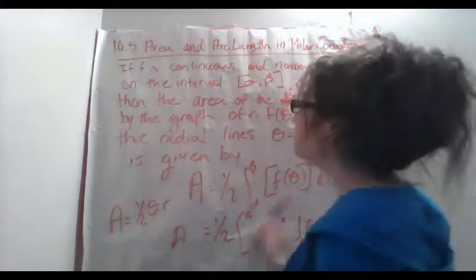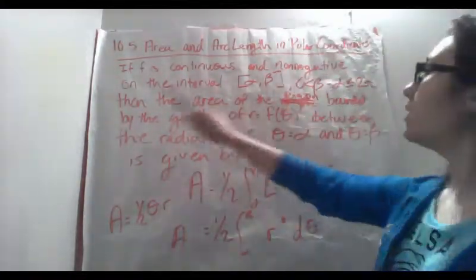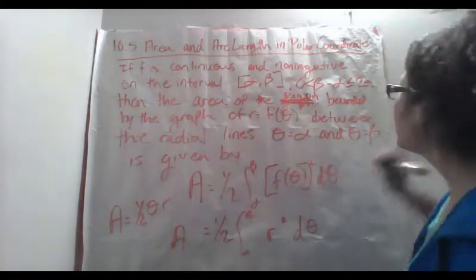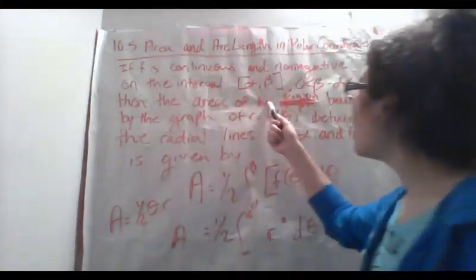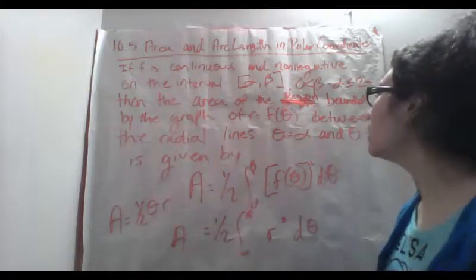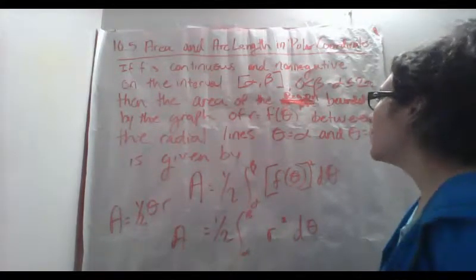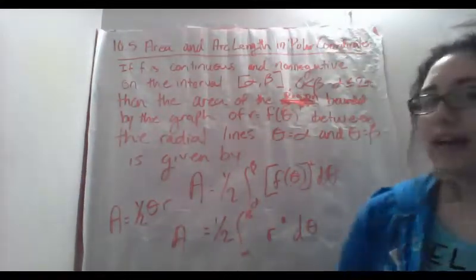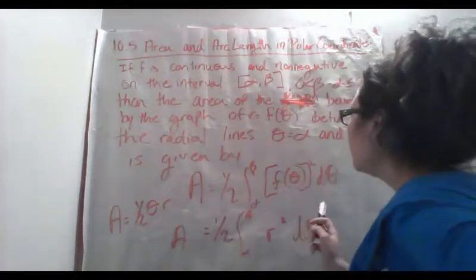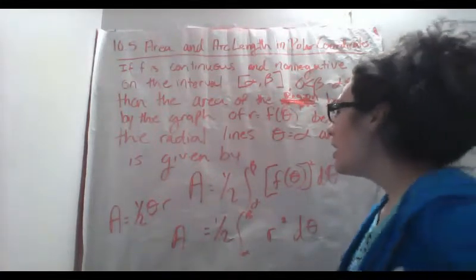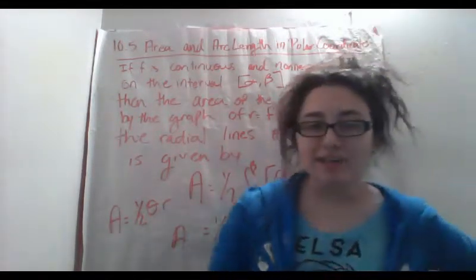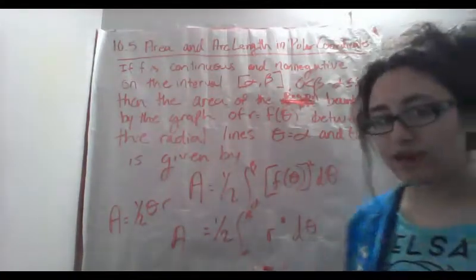So, if f is continuous and non-negative on the interval alpha to beta, where 0 is less than beta minus alpha is less than or equal to 2 pi, then the area of the region bounded by the graph of r equals f of theta between the radial lines theta equals alpha and theta equals beta is given by A, which stands for area, equals half the integral from alpha to beta of f of theta squared d theta, or area equals half the integral from alpha to beta of r squared d theta. If you just know this and how to identify it, you're pretty much good.